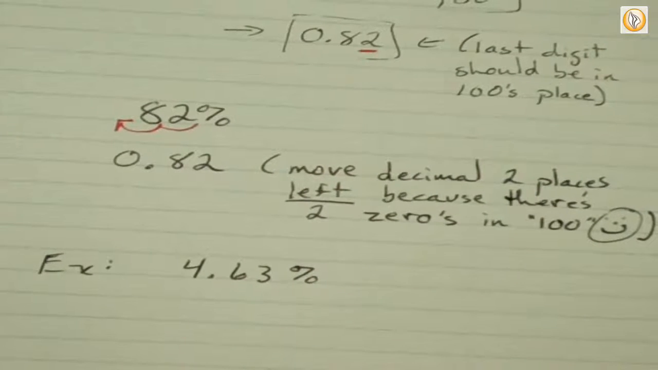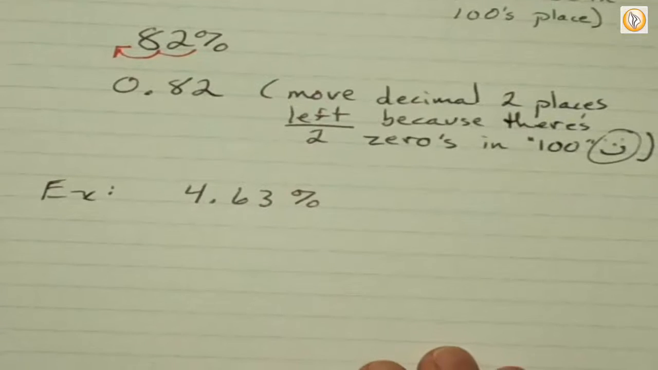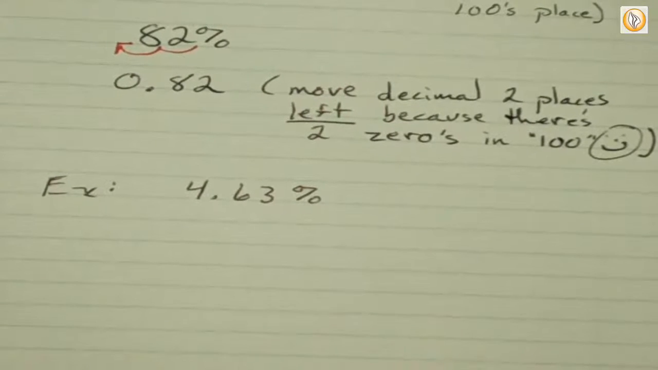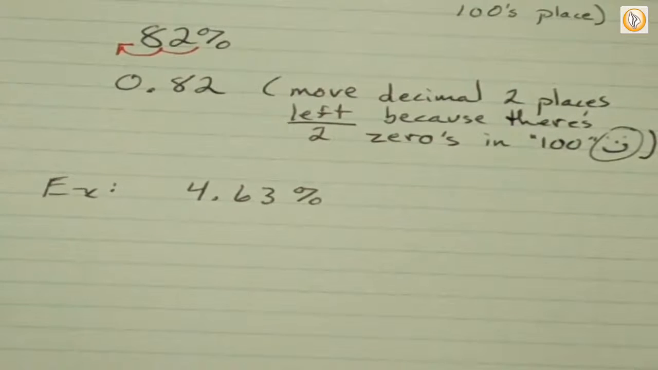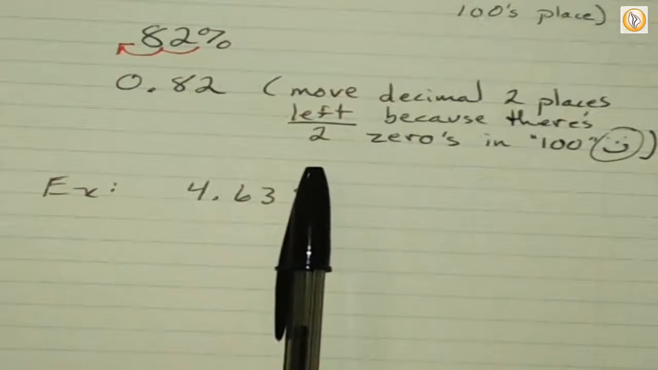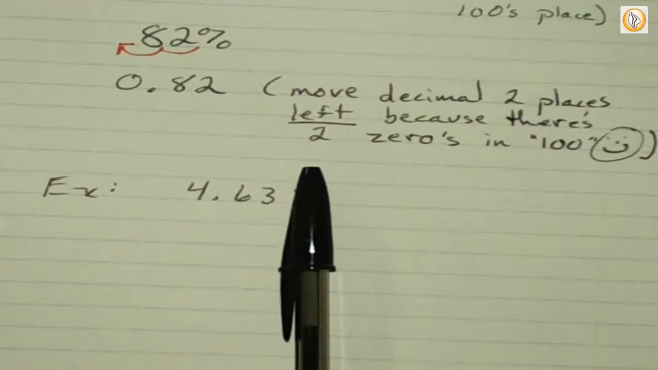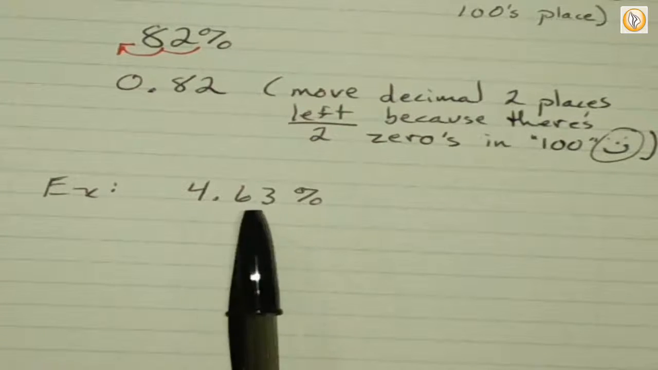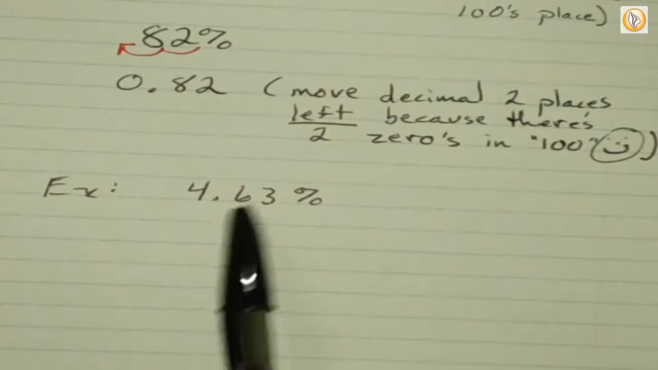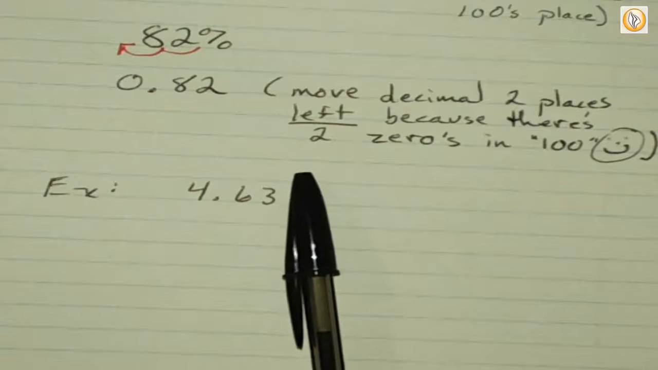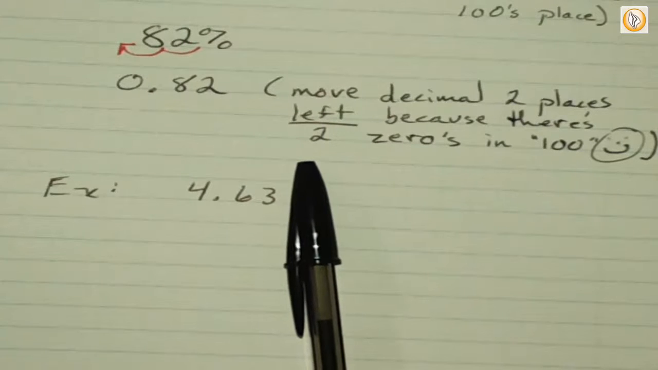Now, what if I had .63%, and I want to change that to a decimal? I have kids all the time say, well, it already is a decimal. They just take away the percent sign and call it good. That's not correct. In Algebra 1, you're going to have percents that are decimals, but you still have to do something to take it out of percent.